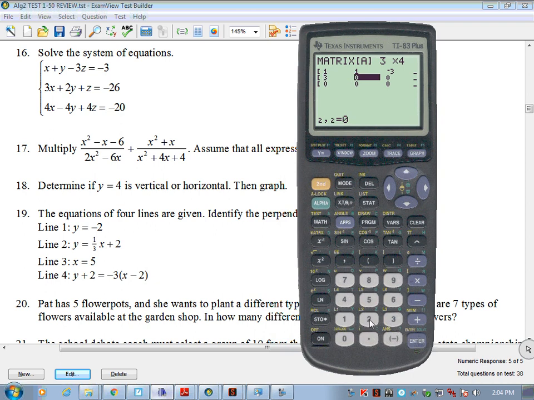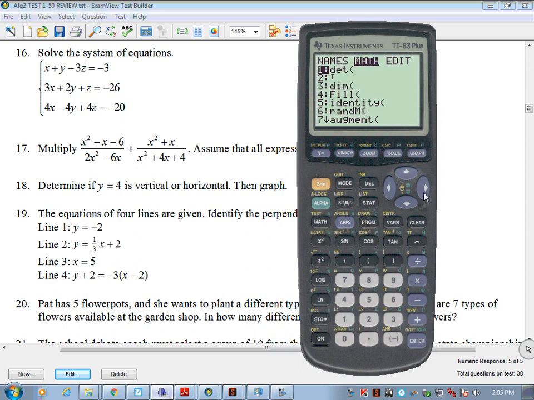3 enter on my second row, 2 enter, 1 enter, negative 26 enter. Okay? Let's see, then we've got 4 enter, negative 4 enter, and 4 enter, and negative 20 enter. Okay? Now we're going to go out. Let's see, we want to do RREF. Is that correct? Yeah. In order to find that, we're going to go second matrix.